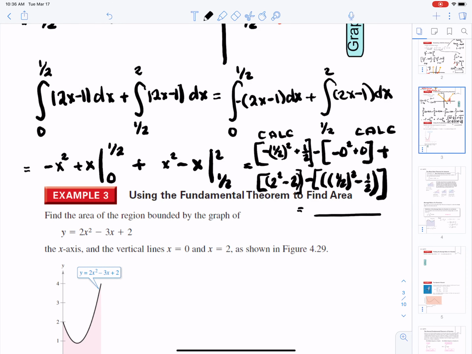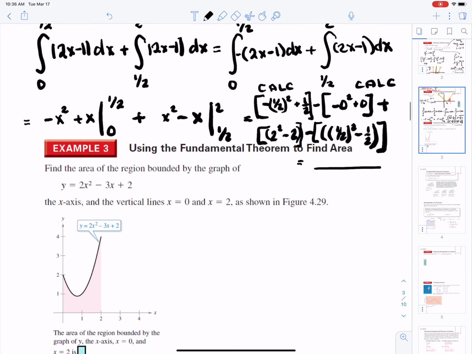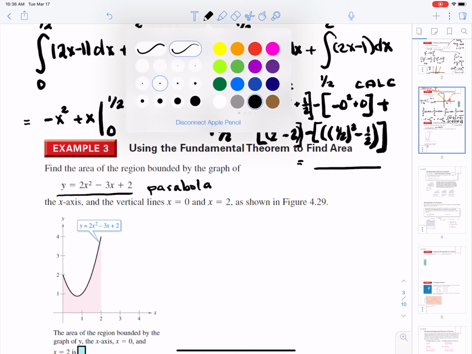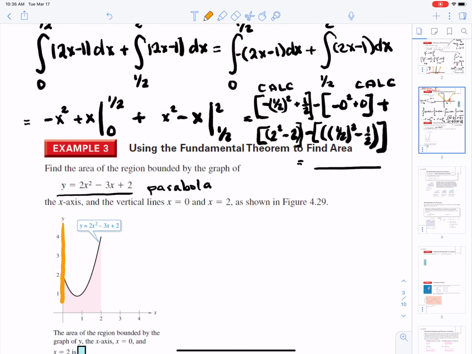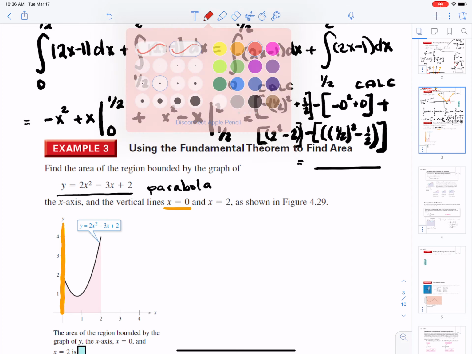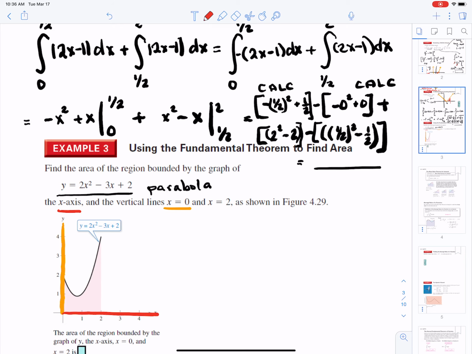Okay, now again, we're going to start doing areas under the curve visually. It's the same thing that we're doing. Find the area of the region bounded by the graph of this function, a parabola, bounded by the x-axis, which is this line right here. Oh, that's the y-axis, so that's the line x equals 0. The x-axis, which is my x line here. And x equals 2, which is this line right here. And I'm looking at the graph and this area in pink.